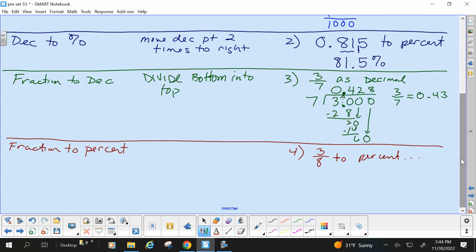I can do fraction to decimal. I just learned how to do that. And I know from the second row how to go decimal to percent. I just moved the decimal. So that's my plan here. I'm going to divide to make a decimal, then move the decimal point to make it a percent.